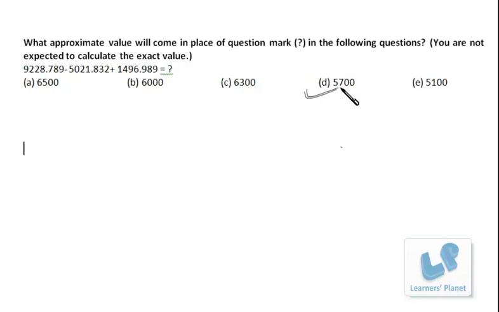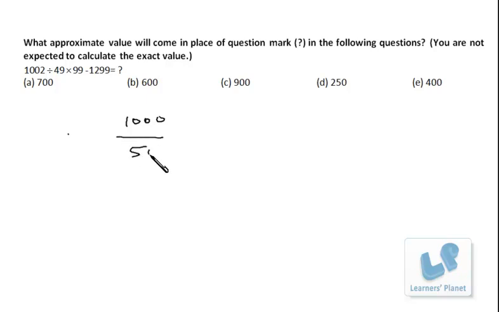Now there's a huge difference among the options, so approximate it confidently. It's 1000 divided by 50 into 100 minus 1300. So it's 2000 minus 1300, that is 700. Quite simple. The problem can be done in merely 15 to 20 seconds.